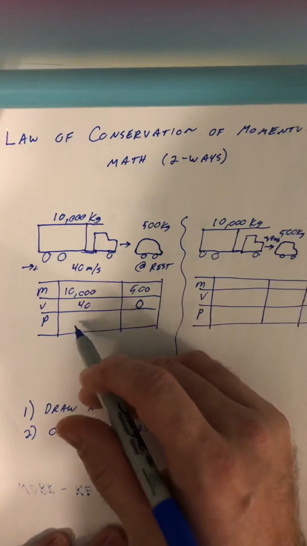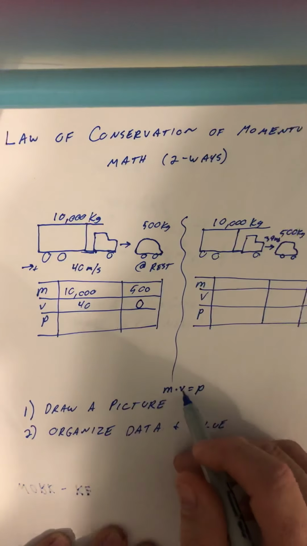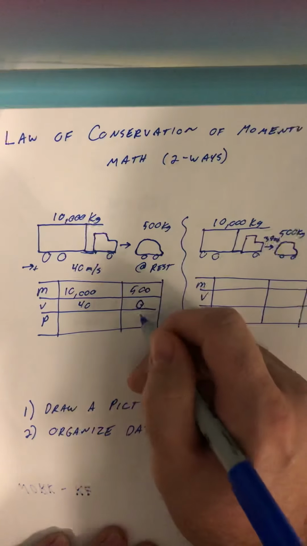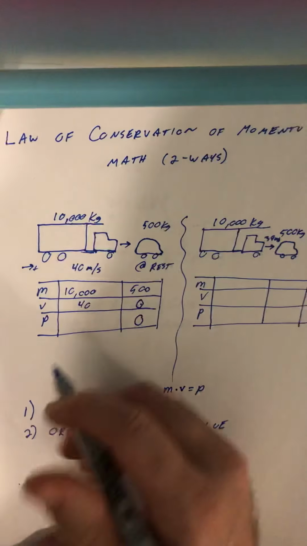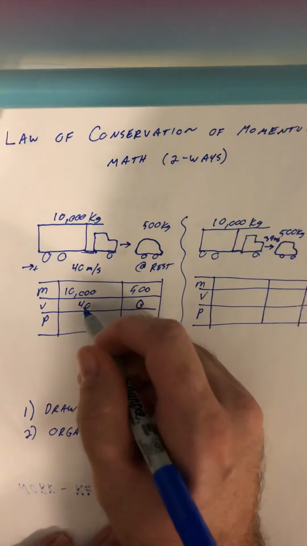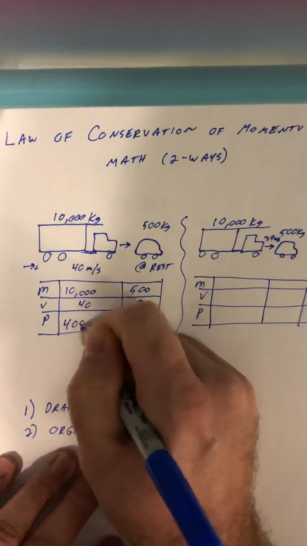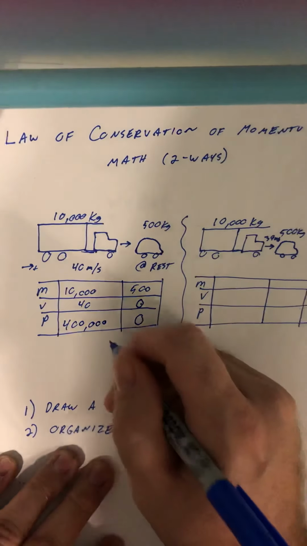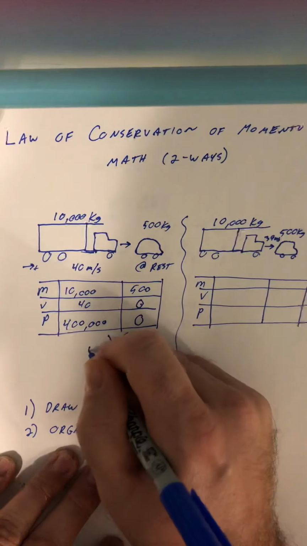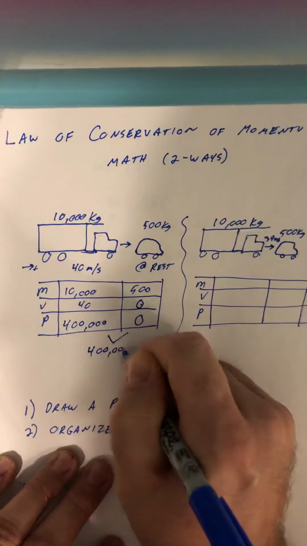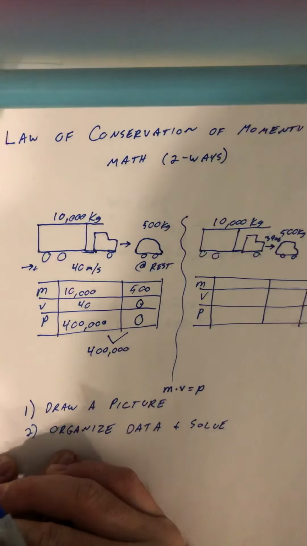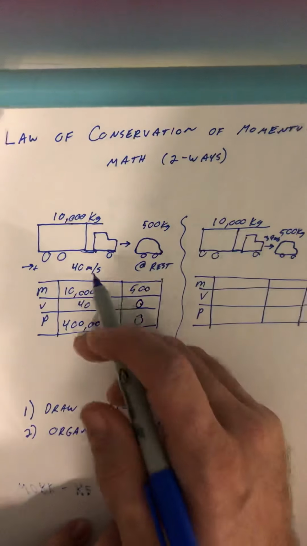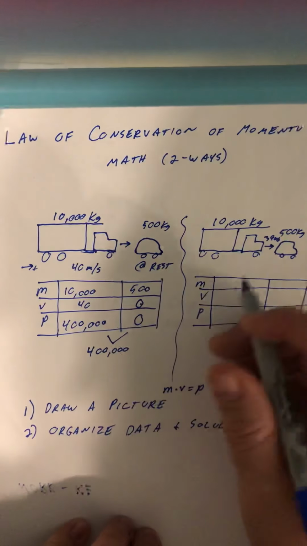So in order to find momentum, my mass times my velocity equals my momentum. Okay? So over here, I have a grand total of 400,000 units of momentum. I'm not going to worry about units yet because it's going to fall into either meters per second or kilograms by the time I'm all said and done.